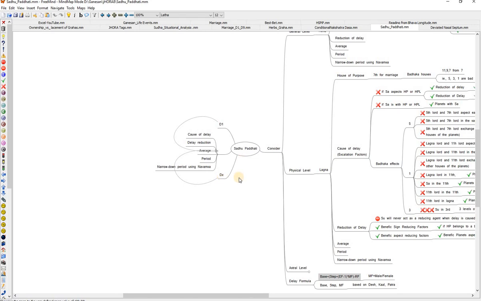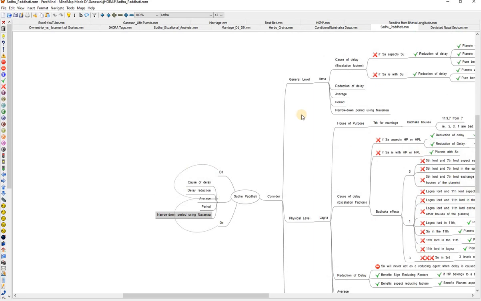we talk about why marriage takes place at a later date or a specific date. What is the cause for delay of marriage? From the chart there are reductions, and then the net delay is averaged out, and a specific period range of years is arrived at, and it's finally narrowed down using Navamsha, which is the Bhagya of the person.